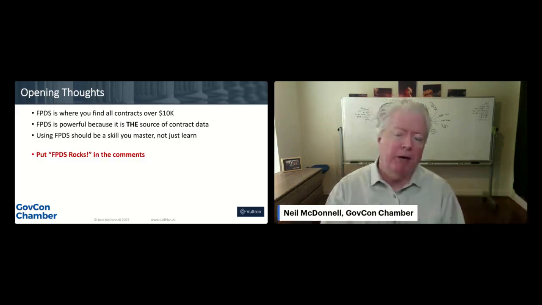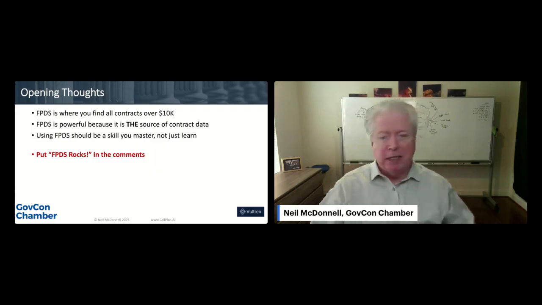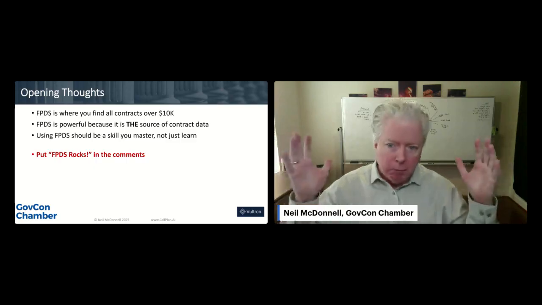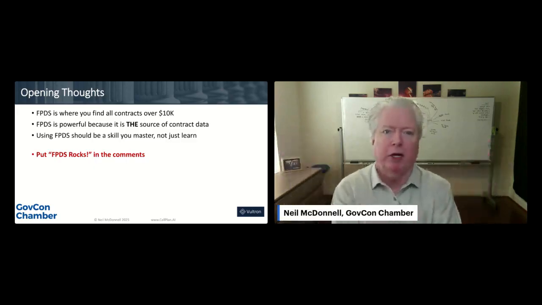FPDS, if you're not familiar with it, is where you can find pretty much all the contract information over $10,000. So anything the government has bought that's over $10,000 that is not in the classified arena, think CIA, etc. That's all in FPDS. And so it's where you can find this data.